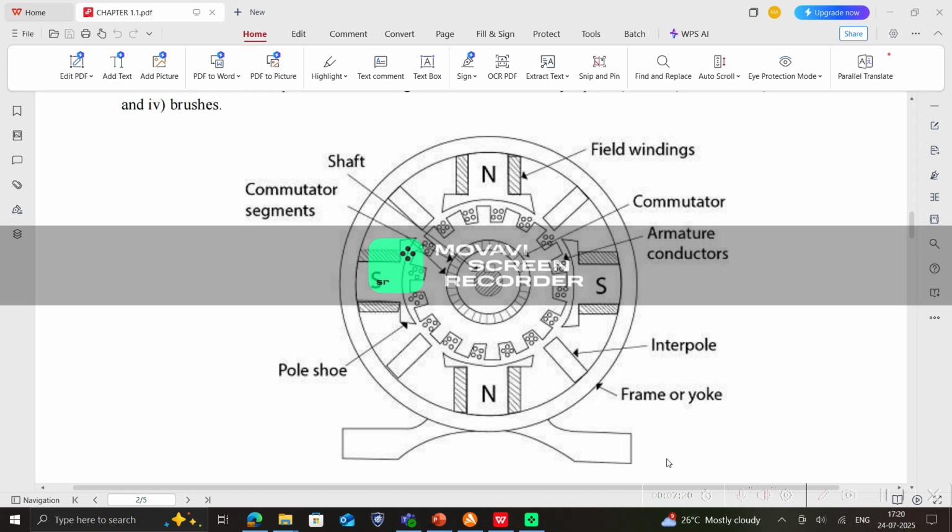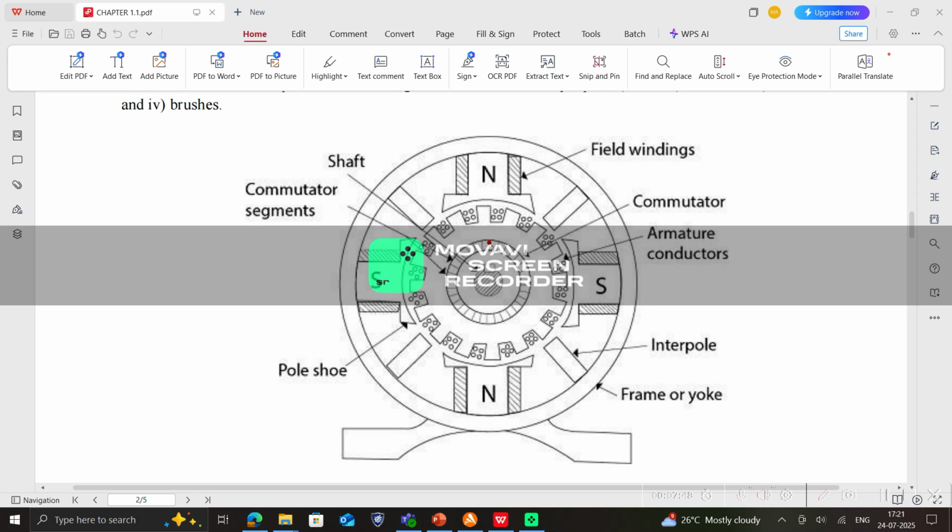And brushes, you can see here. These are our brush parts. You can see these brushes. So for what purpose are these brushes normally provided? Brushes are attached to the commutator segments. Carbon brushes are normally used on the commutator segments. They help to transfer the voltage developed in the machine to the external circuit.